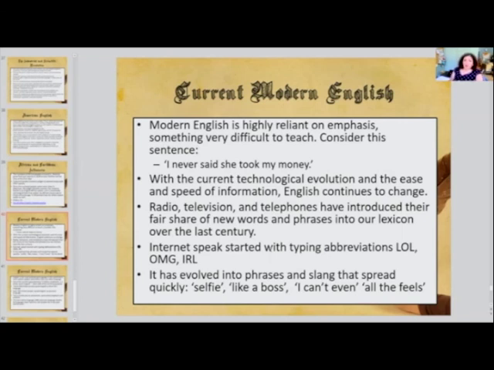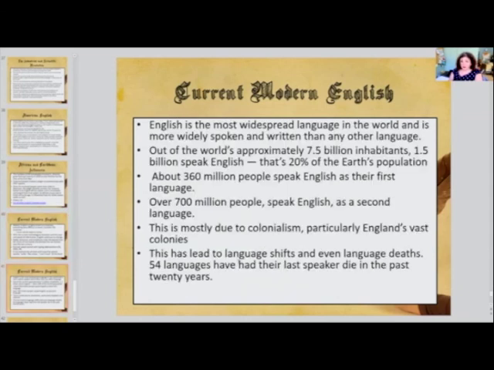Selfie is a slang word. Like a boss, I can't even. All the feels. English is just a difficult language to learn. We've combined many, many languages over time and it evolves very, very fast. It's also the most widespread language in the world. It's more widely spoken and written than almost any other language.